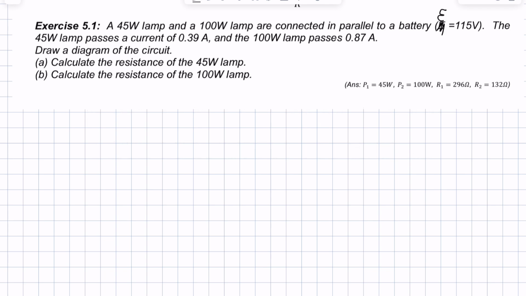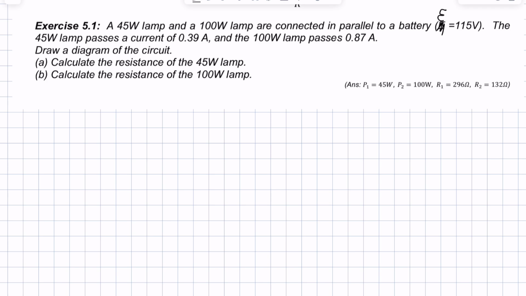The question says that a 45-watt lamp and a 100-watt lamp are connected in parallel to a battery of 115 volts. Just note I had to rewrite the epsilon symbol in the question due to a mistake with the font, so I just wanted to clarify that the EMF of the battery is 115 volts. It is an ideal battery, so there is no internal resistance.